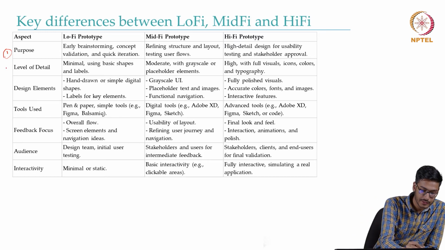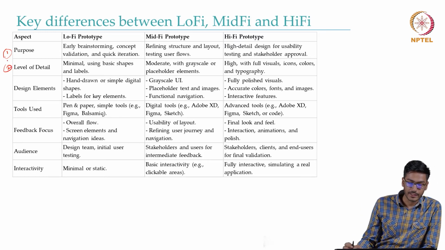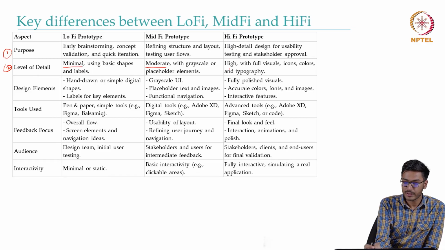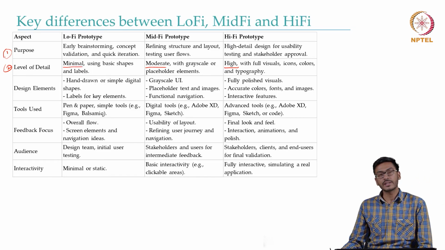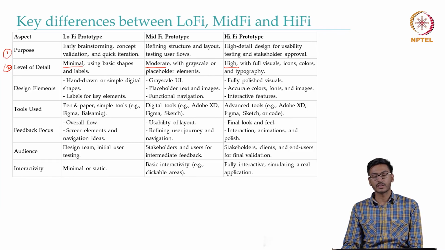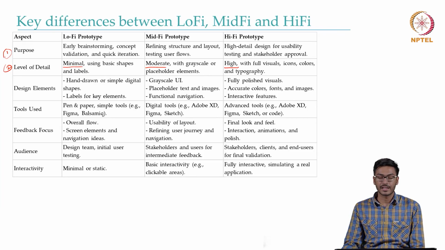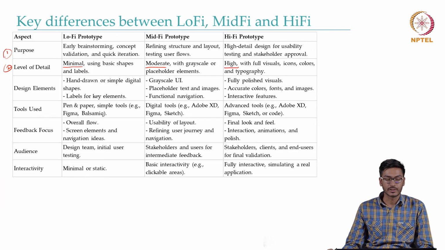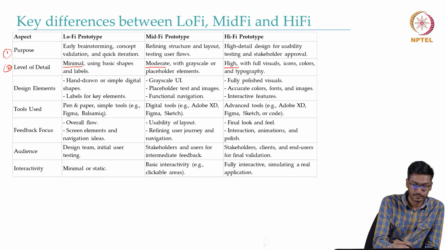The next is the level of detail. Lo-fi is very minimal, mid-fi is moderate, while hi-fi is very high because it contains all the visuals, icons, colors, as well as typography. Well, it is very intuitive to realize that lo-fi, mid-fi, and hi-fi are bifurcated on the basis of their level of details.